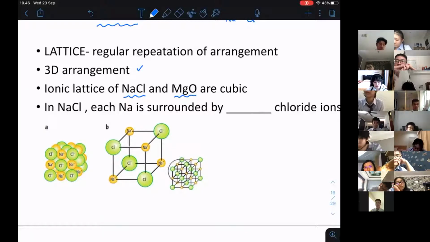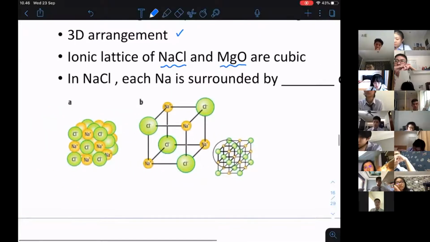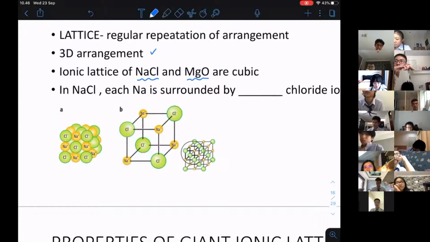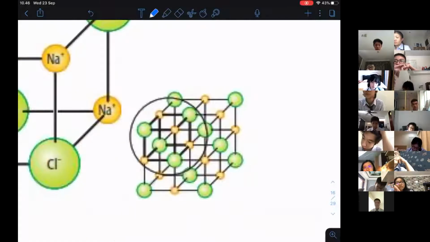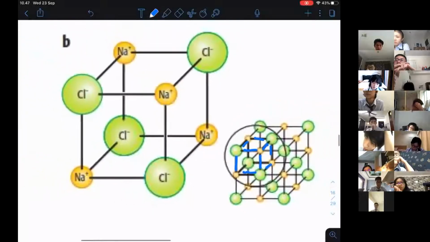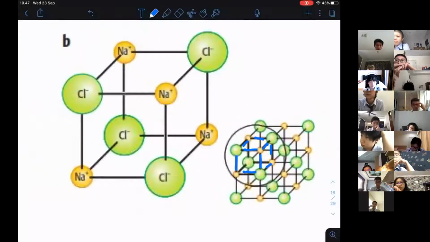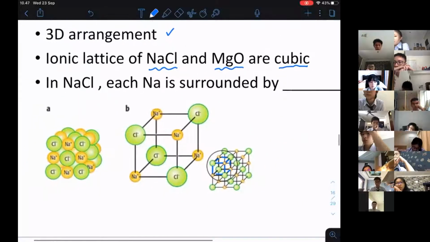But when it comes to arrangement, or when we show the diagram, they want us to focus on NaCl and MgO. The arrangement is going to be in cubic form. You have this cube, and the cube has alternating chloride and sodium. If I take one particular smaller cube out and make it bigger, the green part is the Cl-, and the Na+ is the yellow. But when we ask, in this lattice, each sodium ion is surrounded by how many Cl- ions?